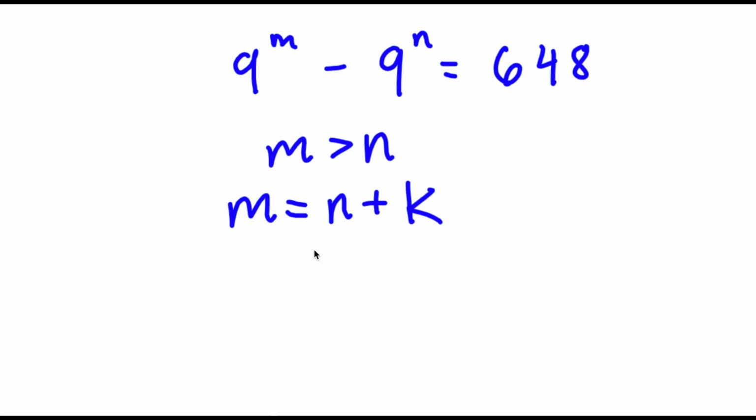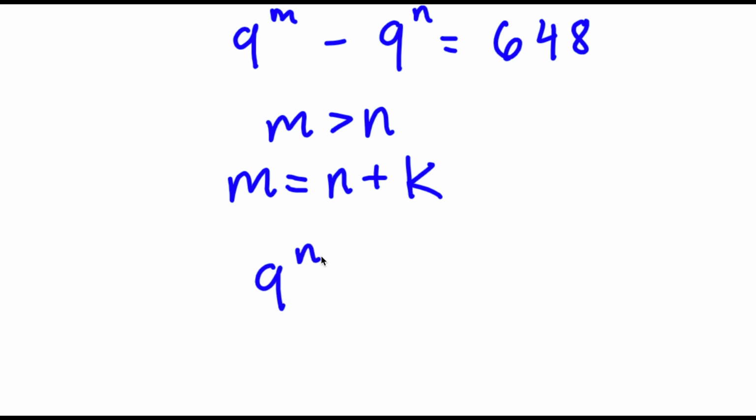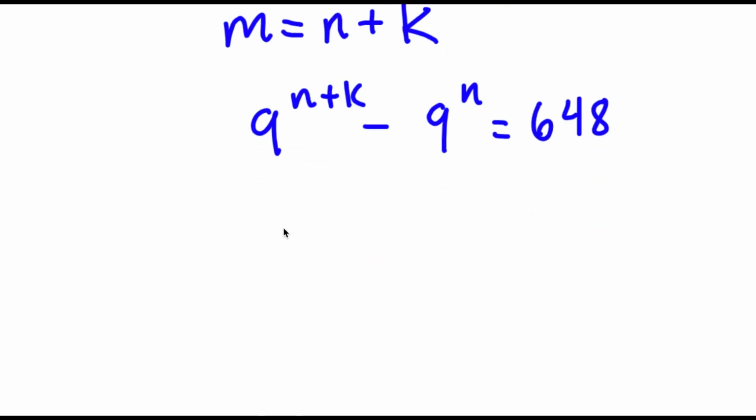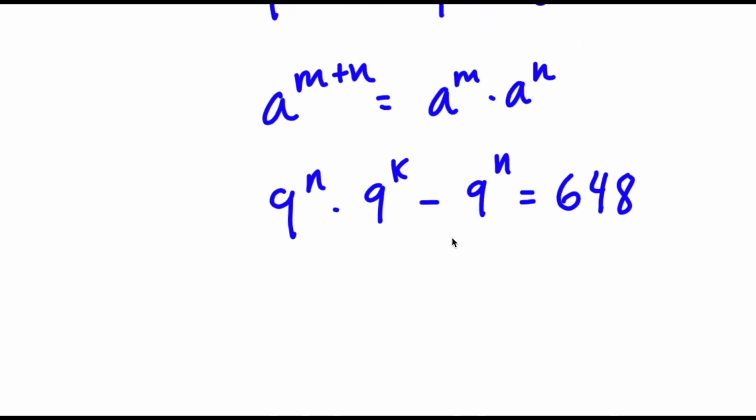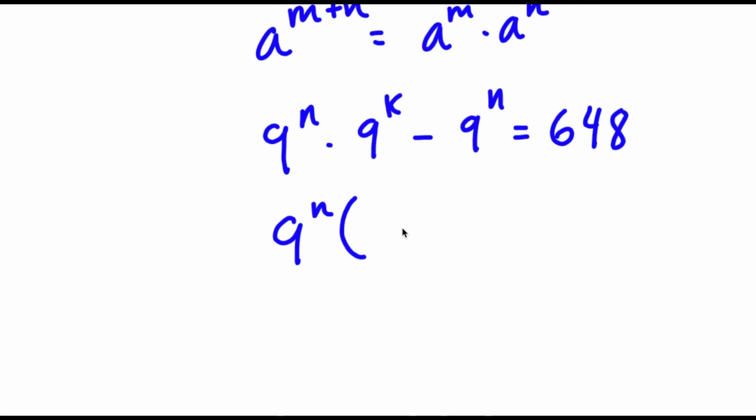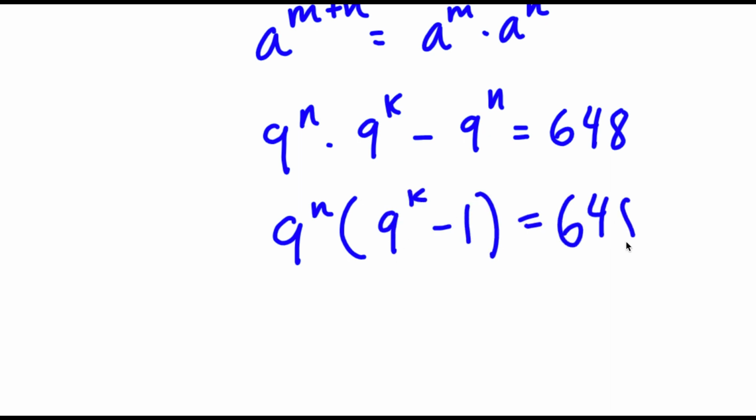And now I'm going to replace m with n plus k. So now I have 9 to the power of n plus k minus 9 to the power of n is equal to 648. Now, if I have something in the form a to the power of m plus n, this is equal to a to the power of m times a to the power of n. So 9 to the power of n plus k is going to equal 9 to the power of n times 9 to the power of k. Now I have this minus 9 to the power of n is equal to 648. Now, if I factor out 9 to the power of n, I get 9 to the power of n times 9 to the power of k minus 1 is equal to 648.